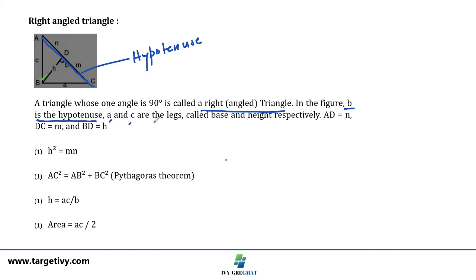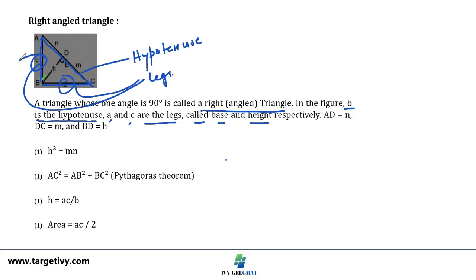And A and C are the legs. A and C, these are the legs of the triangle. These are called the legs of the triangle. The other two are called the base and the height. This is the base and this is the height.